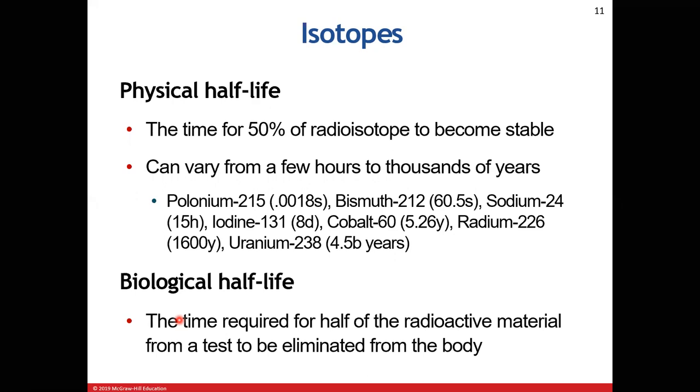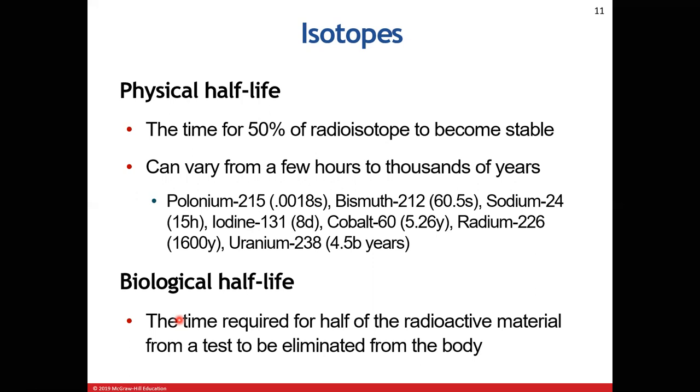So polonium-215 has a physical half-life of 0.0018 seconds. That's how fast it really breaks down to become more of a stable element or a stable atom. Bismuth-212 becomes stable in 60.5 seconds. Sodium-24, 15 hours. Iodine-131, 8 days. Cobalt-60, 5.26 years. Radium-226, 1,600 years.